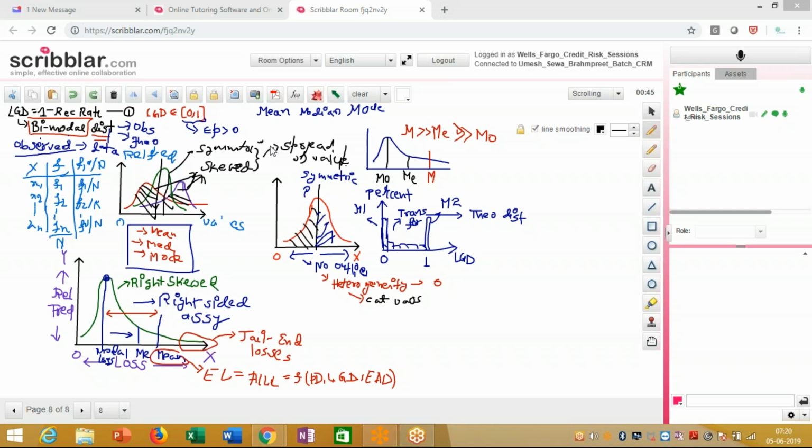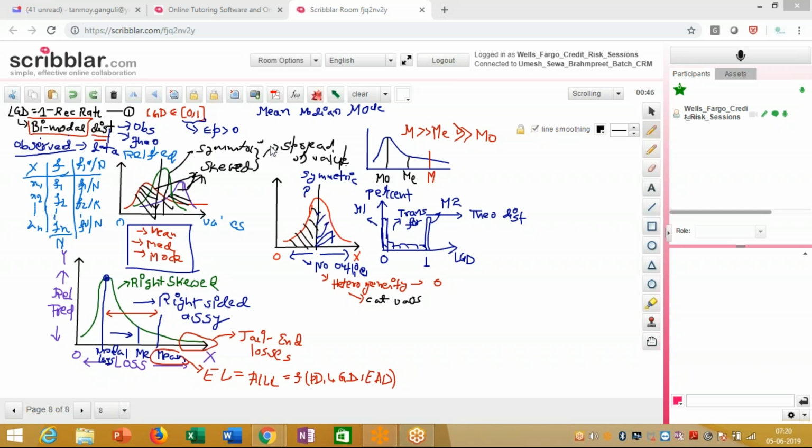Okay. So over here, the first question that comes out is this. Let's say I have an observed distribution which is bimodal in nature, right? So there are two modes. One of the modes happens at zero and the other happens at one. Now the question that comes out here is the following: why do I need to do a transformation and get it to a symmetric distribution for computing LGD?